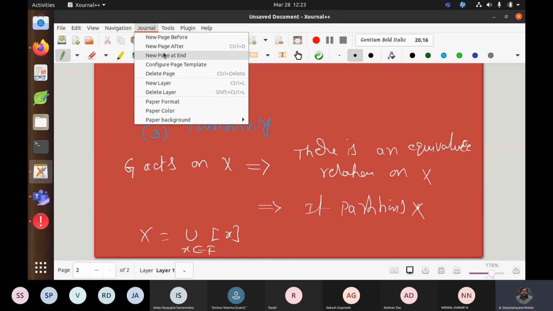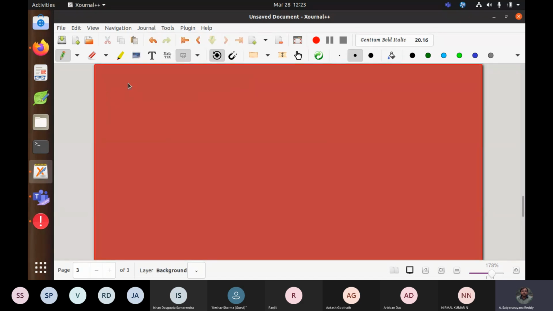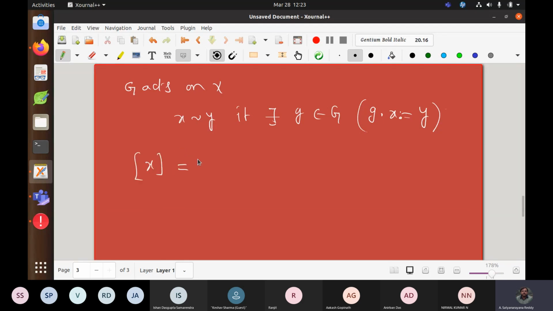Let us define that. Somebody can help me define the equivalence class. G acts on X, then x is related to y if there exists a g in G such that g dot x equals y. This is our relation, and we proved it is an equivalence relation. So what is the equivalence class corresponding to this? Somebody help me. It is G dot x, you are correct. So it is all y belonging to X such that there exists a g.